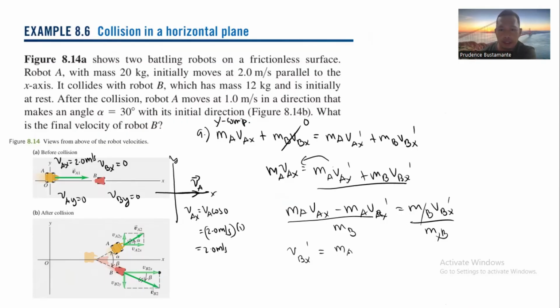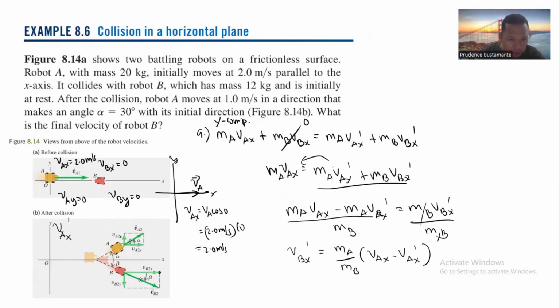MA over MB times VAX minus VAX prime. For VB, so okay, VAX prime. So here we can clearly see that before we can answer this, we need to find first what is the VAX prime. And what is the VAX prime?